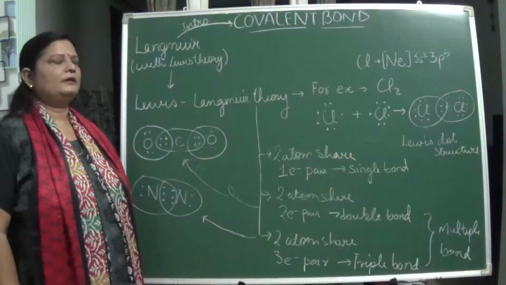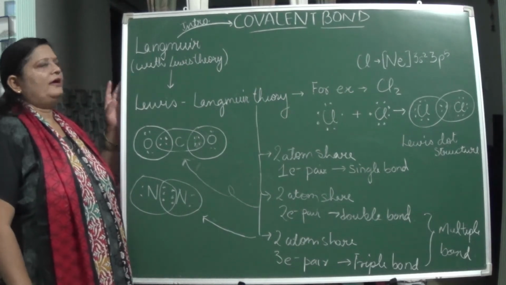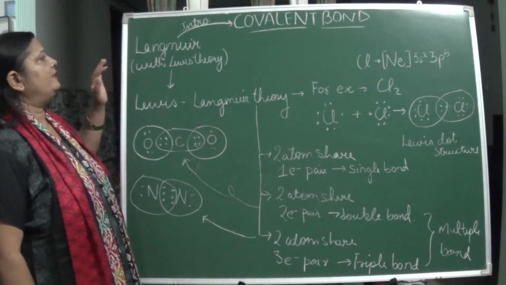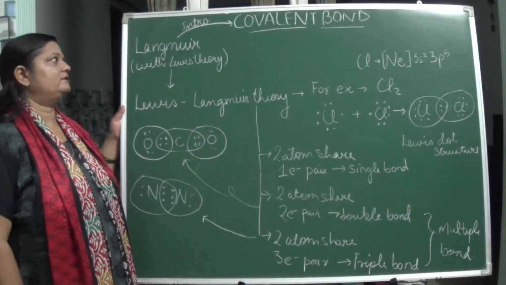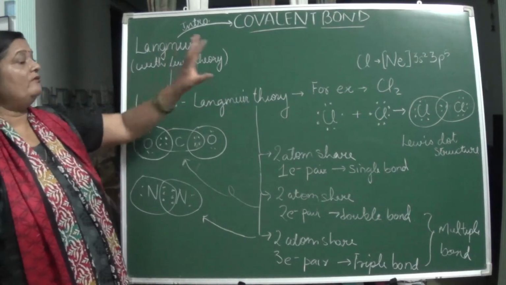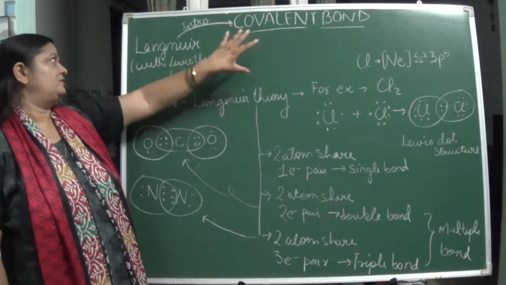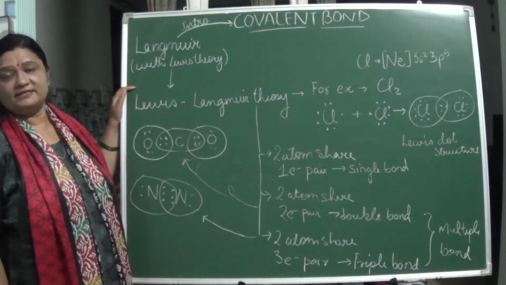So all the atoms of the elements go into this octet rule in order to become stable. Now let us study the covalent bond. The electrovalent bond was explained by Kossel. Now the covalent bond, actually sharing of electrons, the idea was given by Kossel and Lewis, but the covalent bond was totally explained, or this term was introduced, by Langmuir with the help of Lewis theory.